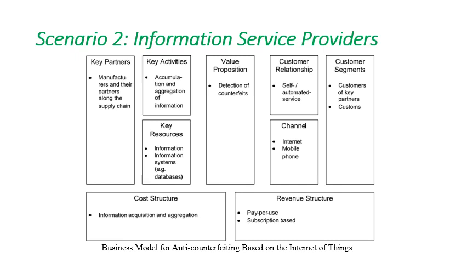The customer relationship is self and automated service. The channels are the internet and mobile phones. The customers are the key partners here. The cost structure is information acquisition and aggregation. Here, the revenue model is going to be pay-per-use and subscription based.